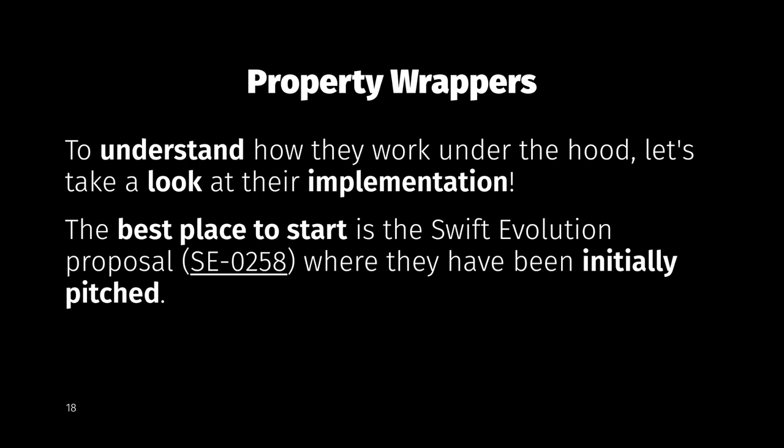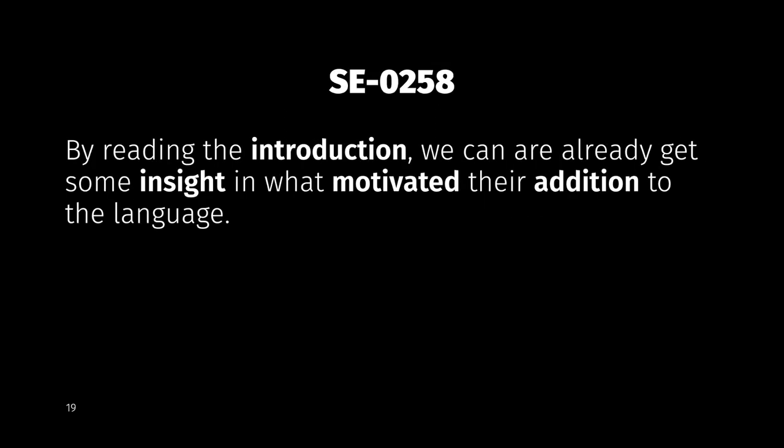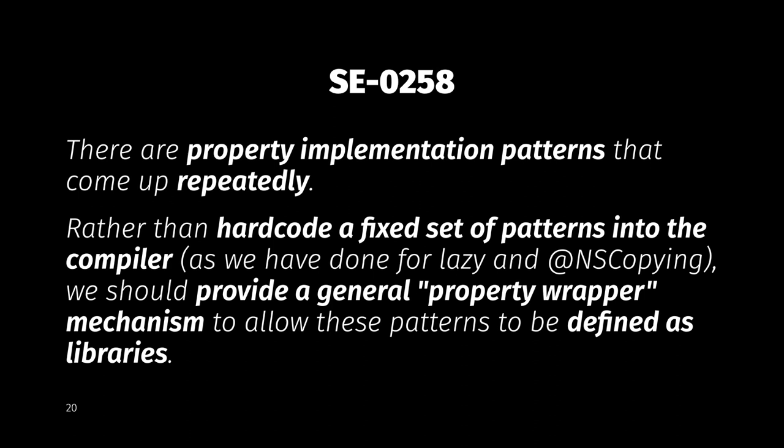And to understand how they work, the best way to start is to just have a look at the Swift Evolution proposal where they were initially pitched. So we are going to have a look at the introduction of this proposal, because it gives us a lot of insight into what motivated the addition and what they can bring to the language. So I'm quoting, it says: there are property implementation patterns that come up repeatedly when writing apps or frameworks. And rather than hardcode a fixed set of patterns into the compiler, as we have done for lazy and NSCopying, we should provide a general property wrapper mechanism to allow these patterns to be defined as libraries.